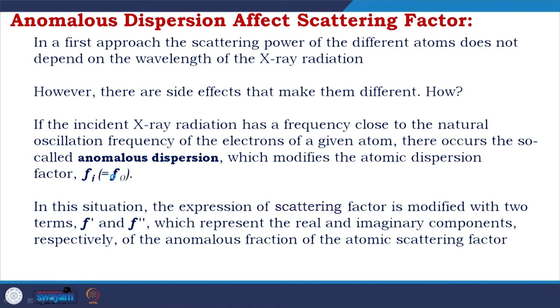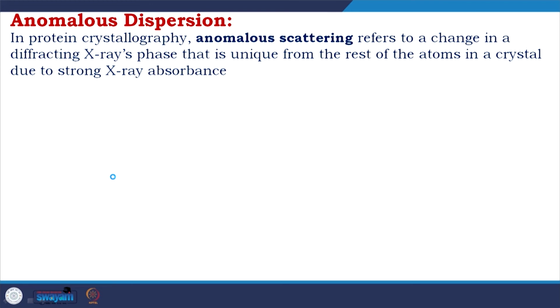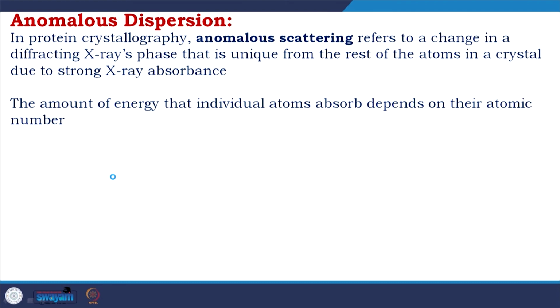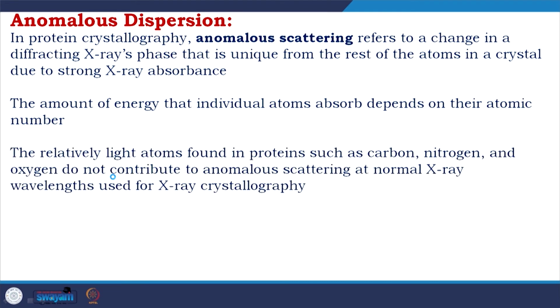We discussed this. In this situation, the expression of the scattering factor is modified with two terms, a prime and a double prime, which represent the real and imaginary components respectively of the anomalous fraction of the atomic scattering factor. So, it changes. If you see, that is how it changes. In protein crystallography, anomalous scattering refers to a change in a diffracting X-ray phase that is unique from the rest of the atoms in a crystal due to strong X-ray absorbance. The amount of energy that individual atoms absorb depends on their atomic number. The relatively light atoms found in proteins, such as carbon, nitrogen and oxygen, do not contribute to anomalous scattering at normal X-ray wavelengths used for X-ray crystallography.